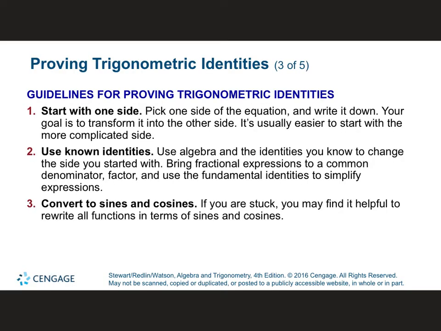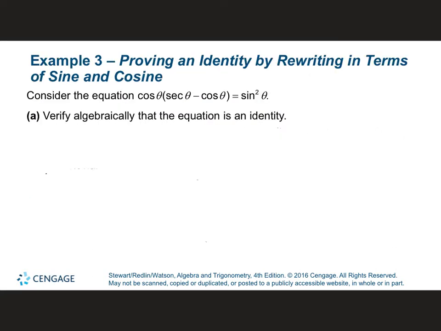Let's look at this for a second. When you're proving, I will tell you guys to start with one side. Don't try to do two things at one time. It says use known identities. Just use what you've seen before, what you know, the rules of math that you know. And like it says right here, you want to try to convert to sines and cosines. That's our most basic. You always want to think in terms of sine and cosine.